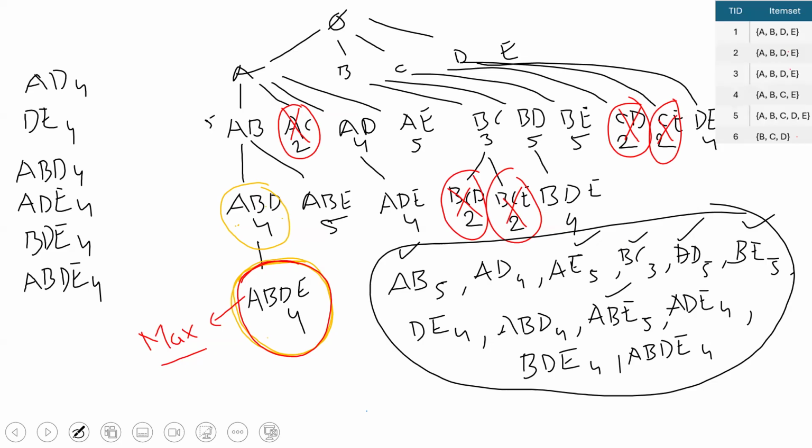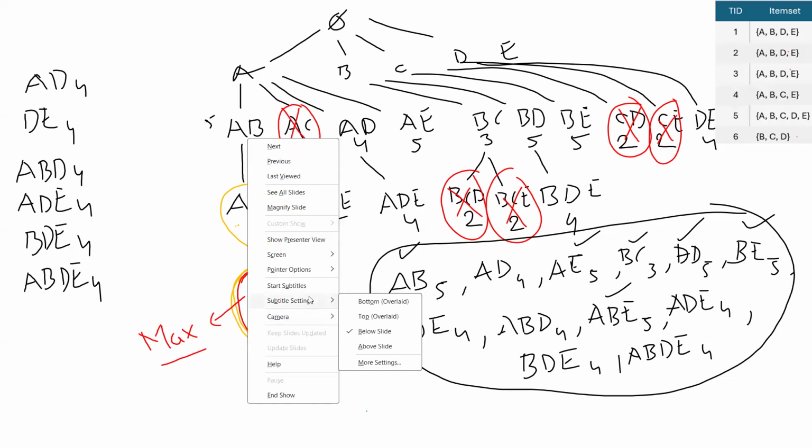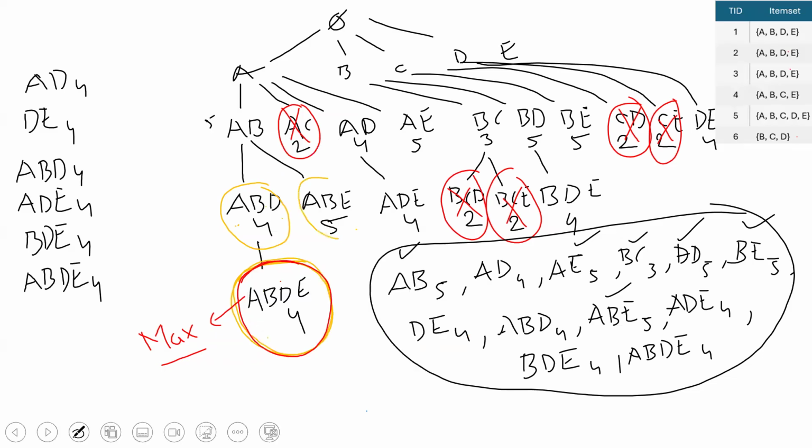Second thing, now look at this. ABD is a subset of this. What about ABE? ABE is also a subset of ABD, so that is also not a maximal item set. AD is also a subset of ABD, not maximal. What about BD? BD is also a subset of ABD, so it is also not a maximal item set. AB is a subset. AE is a subset.